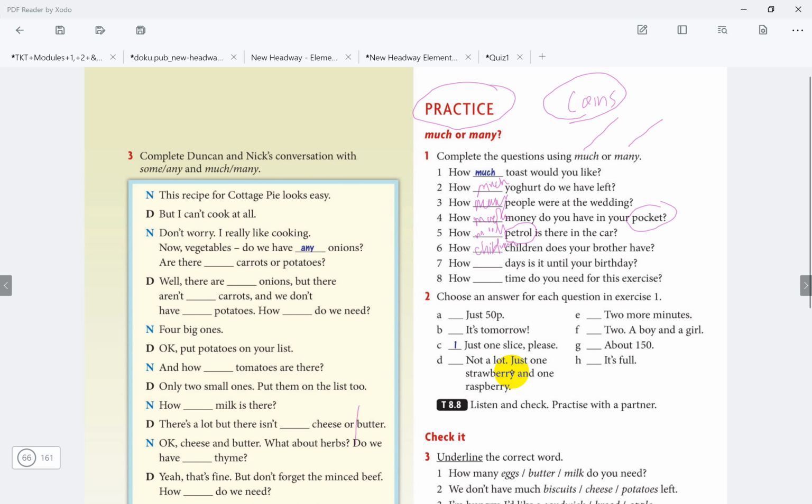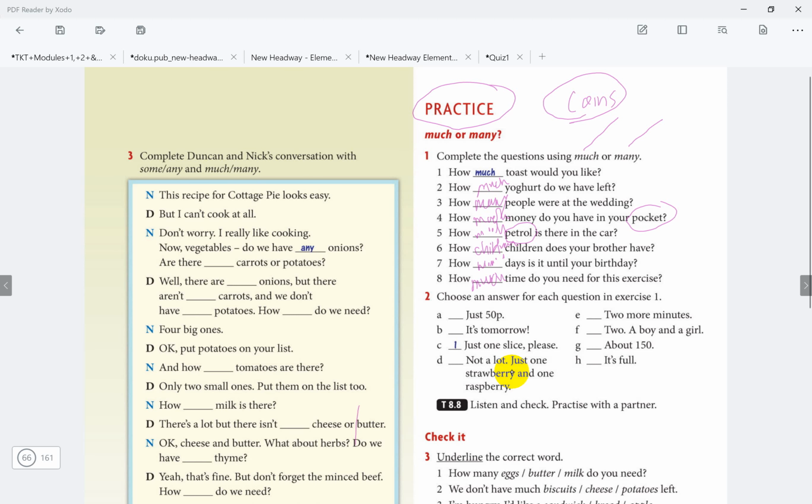Does your brother have? How many days is it until your birthday? Countable. How much time do you need for this exercise? Okay, time is uncountable since how much time do you need for this exercise? So number 2, I hope this is clear for you.